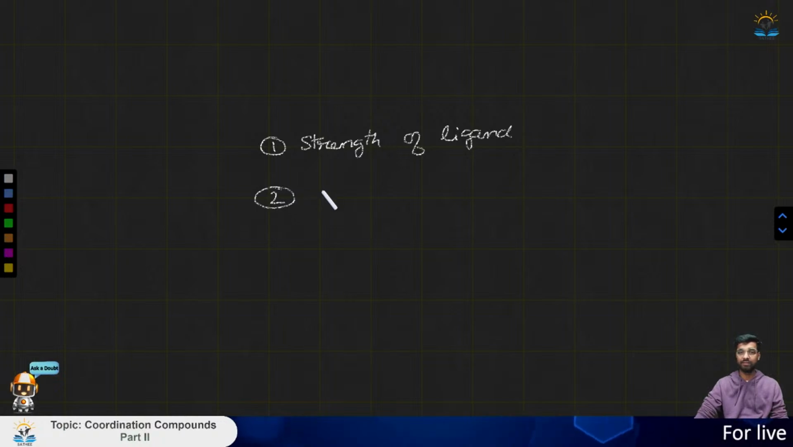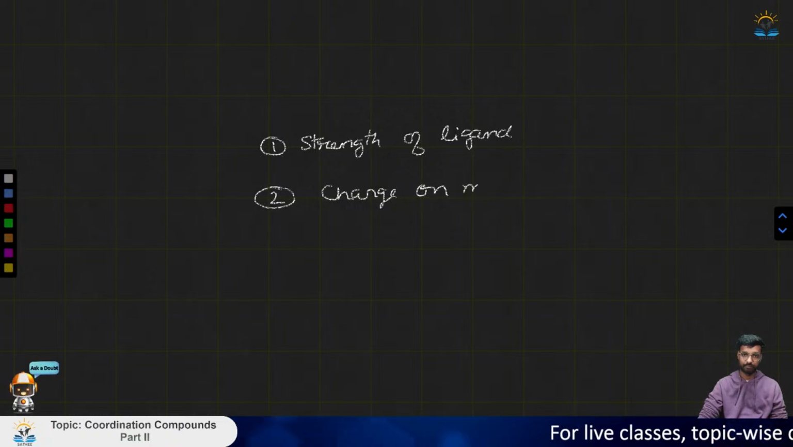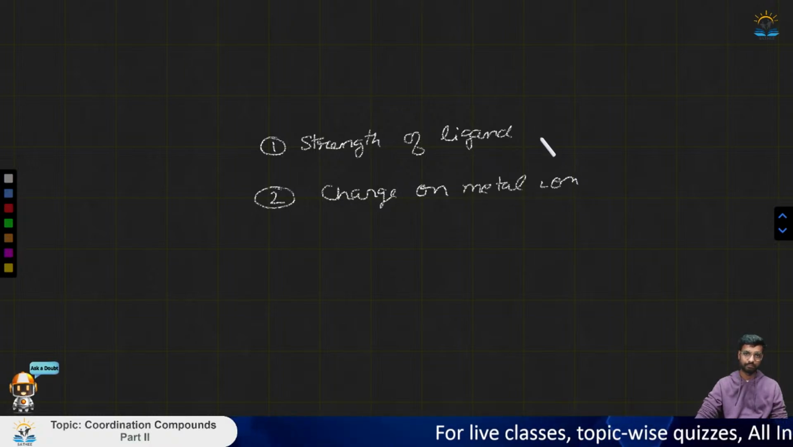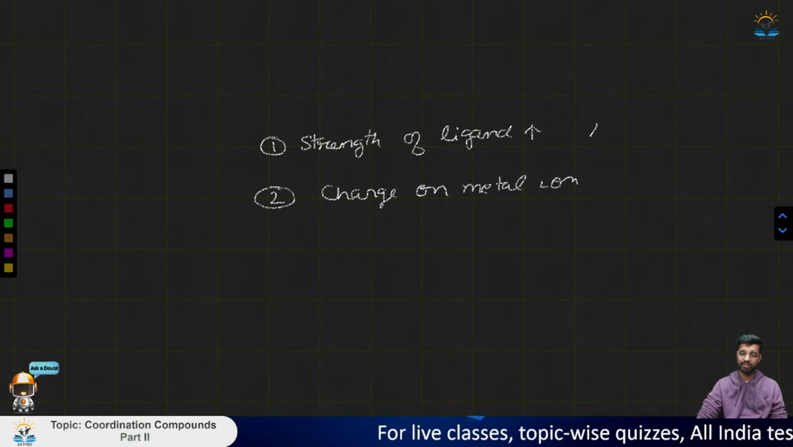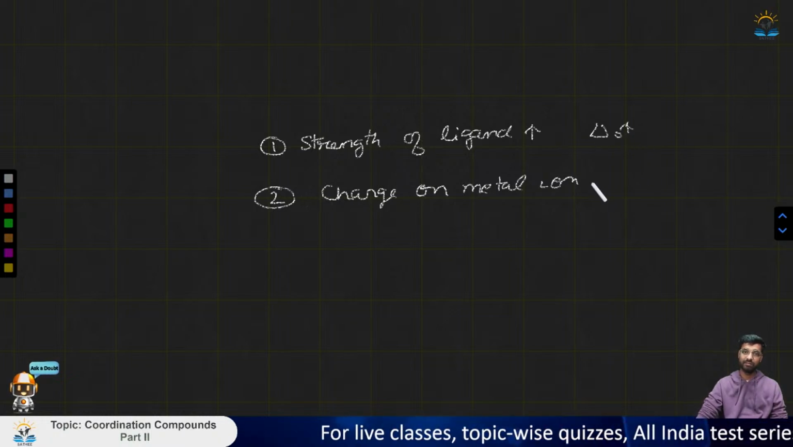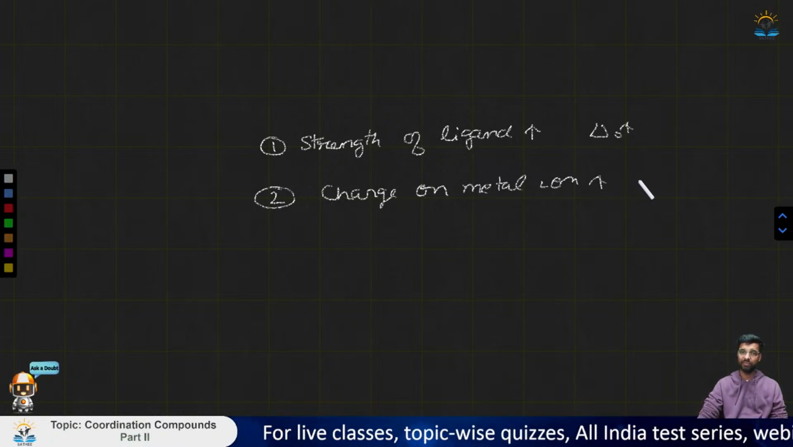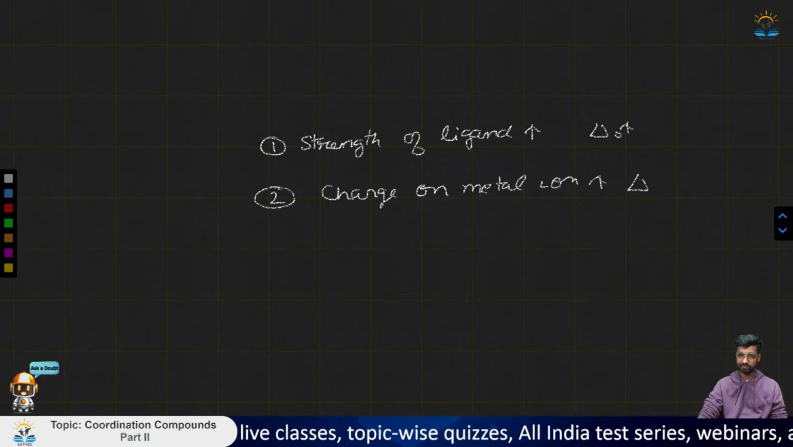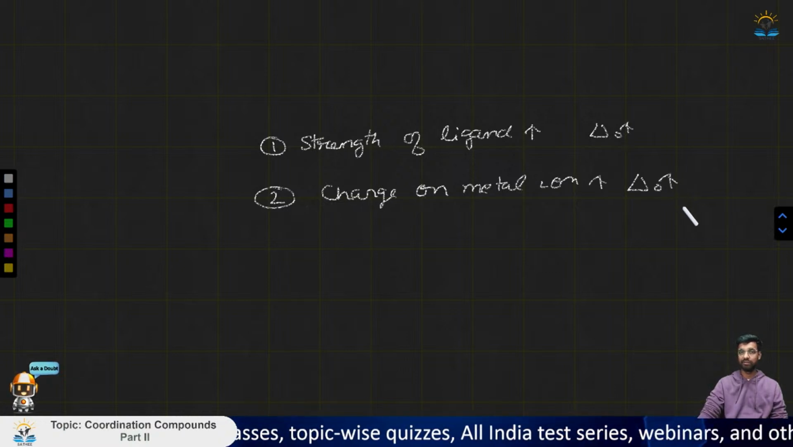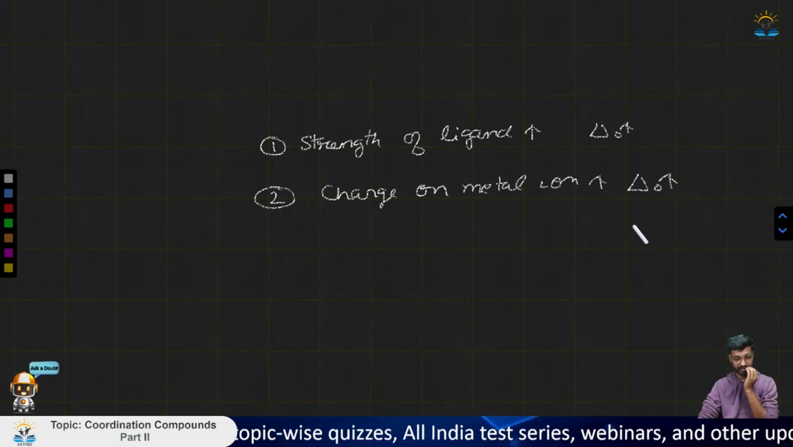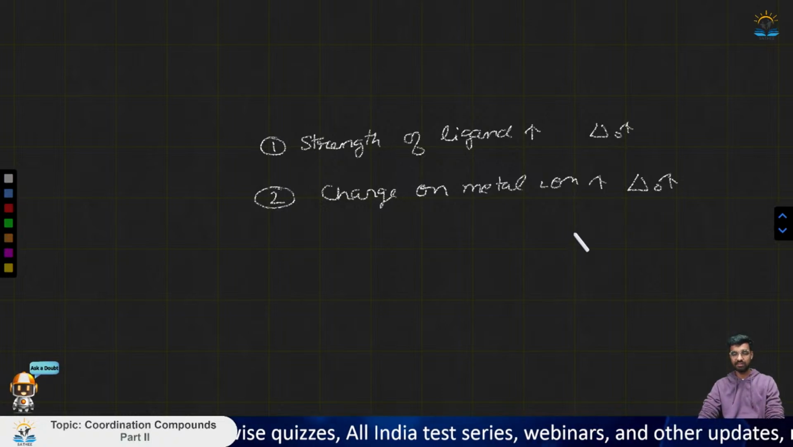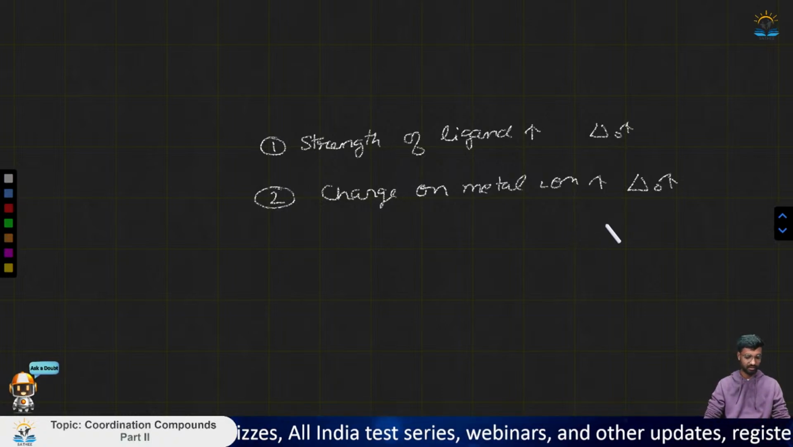The second factor is charge on metal ion. So as the strength of ligand will increase, the delta O will increase. Similarly, if the charge on metal ion will increase, this delta O will increase. So for now, you can consider the two cases, that is strength of ligand and charge on metal ion. Okay.